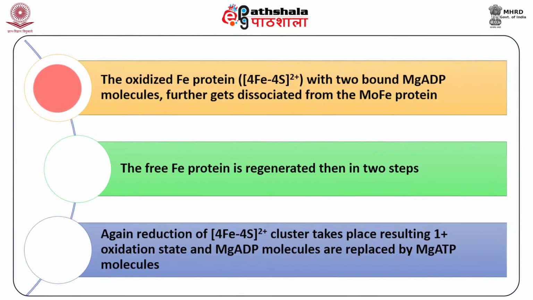The oxidized iron protein, 4Fe 4S 2+, with the 2 bound Mg-ADP molecules further dissociates from the iron molybdenum protein. The free iron protein is then regenerated in 2 steps. Again, the reduction of the 4 iron 4 sulfur 2+ cluster takes place, resulting in the +1 oxidation state, and Mg-ADP molecules are replaced by Mg-ATP molecules. Physiologically, reduction of iron proteins depends upon the organism, with reduced ferredoxin or flavodoxin being the most common electron donor.